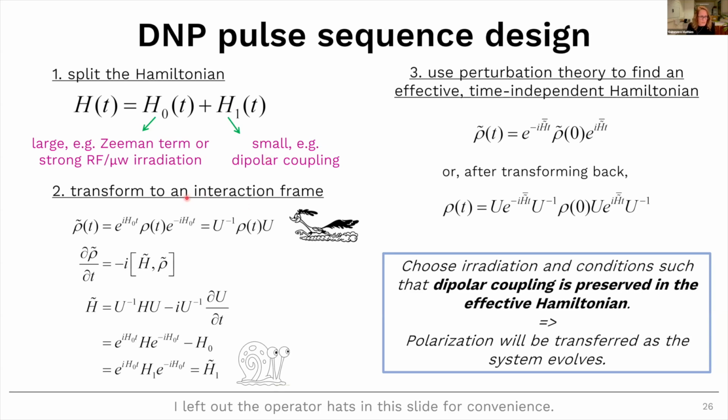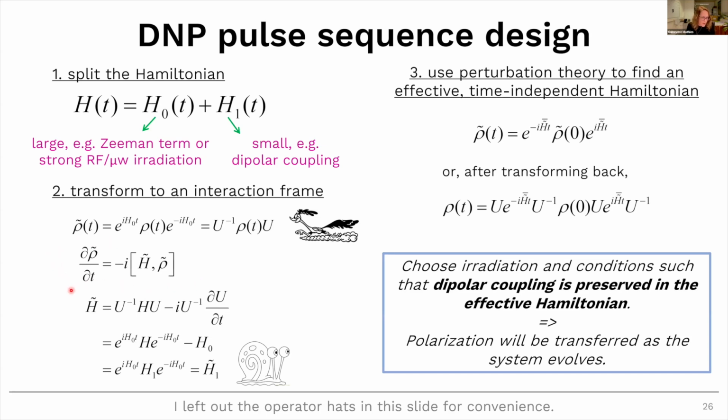We then transform to an interaction frame, and this transformation looks like this. I take the state of my spin system and apply a unitary transformation, but notice that now there's no minus here, the minus is here instead. So actually we're going in the opposite direction. I'm applying a transformation to remove the large part of the Hamiltonian, so H0. I use this tilde to indicate that this is the state of my spin system in the interaction frame. But the Liouville-von Neumann equation still applies also in the interaction frame.